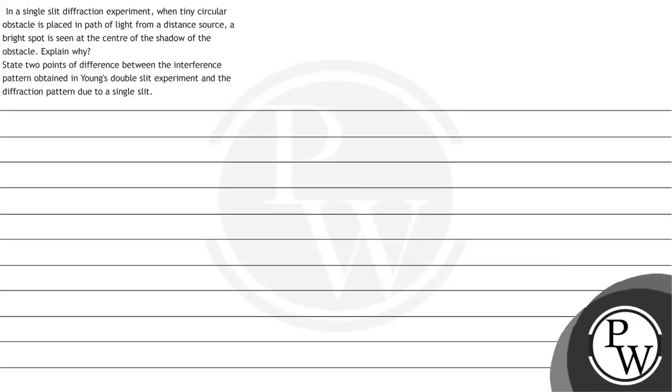So the question says, in a single slit diffraction experiment, when a tiny circular obstacle is placed in the path of light from a distant source, a bright spot is seen at the center of the shadow of the obstacle. Explain why, and state 2 points of difference between the interference pattern obtained in Young's double slit experiment and the diffraction pattern due to a single slit. So let us first revise the key concept behind this question.